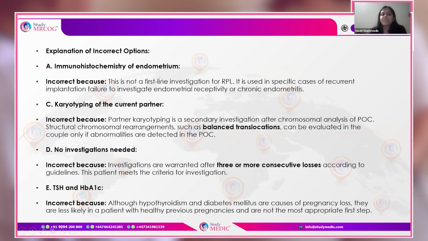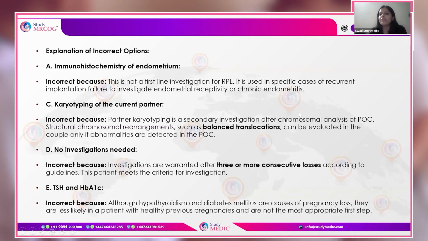Immunohistochemistry of endometrium, as we have already seen in GTG, ESHRE, is never chosen as a first line investigation for RPL. It is only done in specific cases or in research context. Karyotyping of the current partner won't be chosen first. If suppose this option was not available, chromosomal analysis of POC, then obviously karyotyping would have come into picture. But in front of chromosomal analysis of POC, partner karyotyping is always secondary.